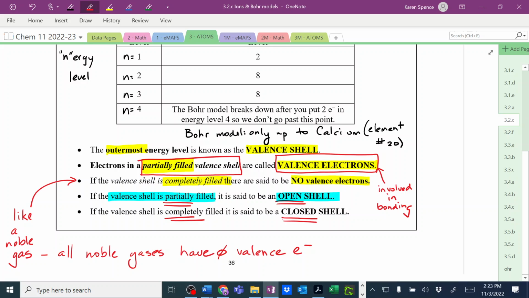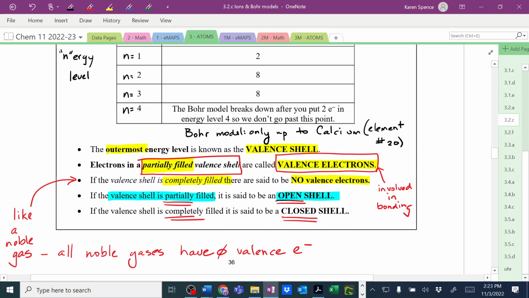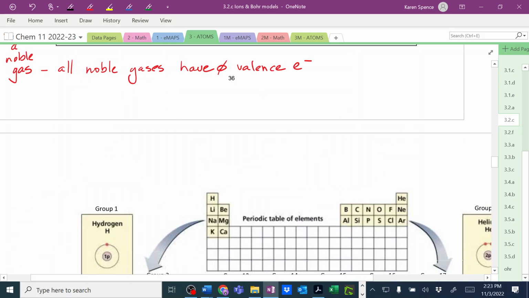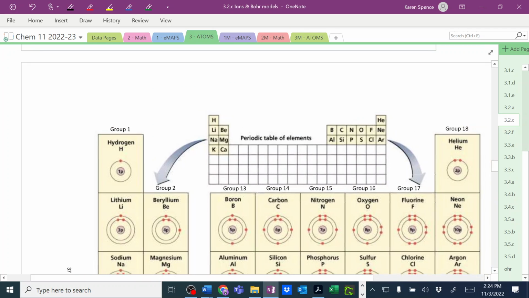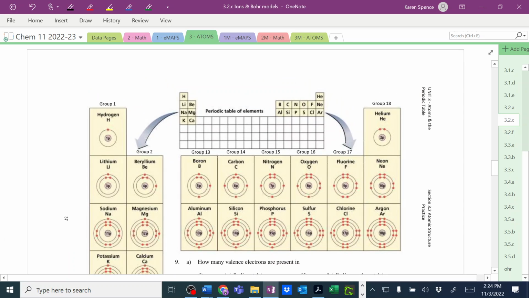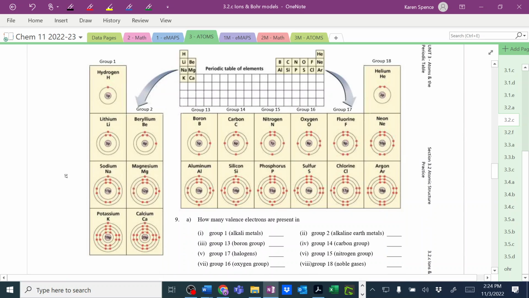So what's the letter that we use to represent energy level? N. What do we call the outer shell? Valence shell. What do we call the electrons in the outer shell? Valence electrons. And what do we call a partially filled outer shell? Open. What do we call a completely filled one? Closed. All right, let's take a look at our first 20 elements.